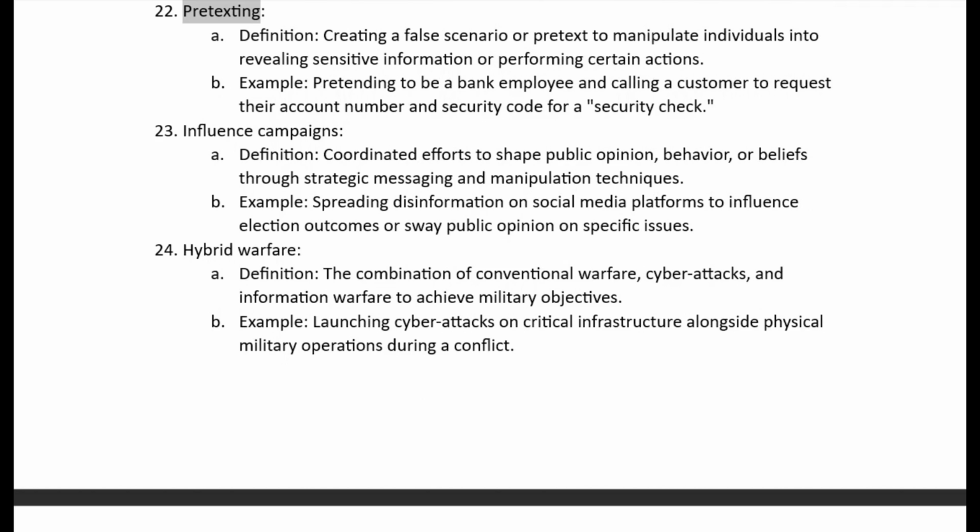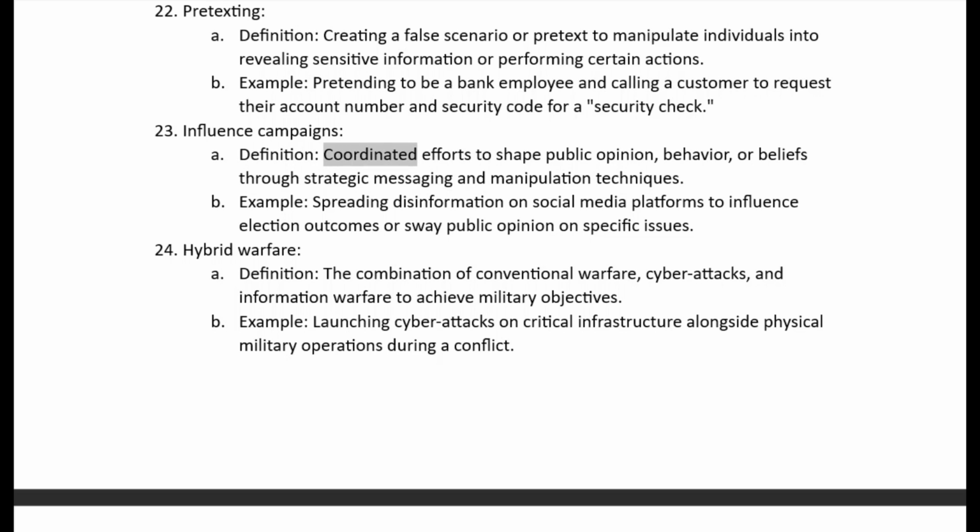Pretexting. Definition: creating a false scenario or pretext to manipulate individuals into revealing sensitive information or performing certain actions. Example: pretending to be a bank employee and calling a customer to request their account number and security code for a security check. Influence campaigns.